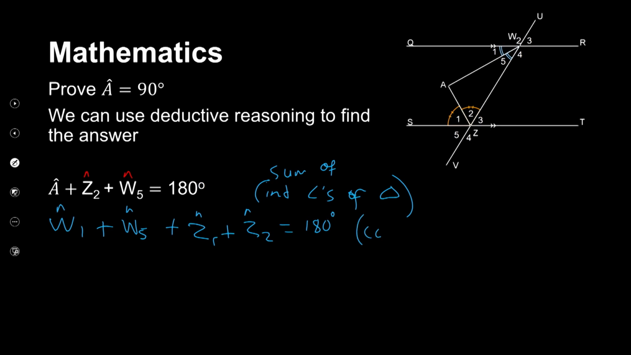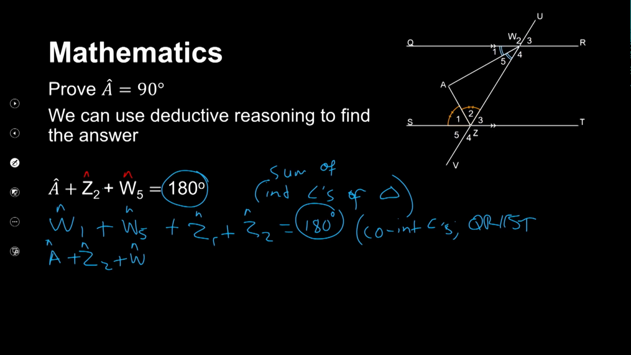And this is because of co-interior angles. Why? Because I know that QR is parallel to ST, right? So as a result, I can equate these two. By saying that since they are both equal to 180, it means that A plus Z2 plus W5 will be equal to W1 plus W5 plus Z1 plus Z2.